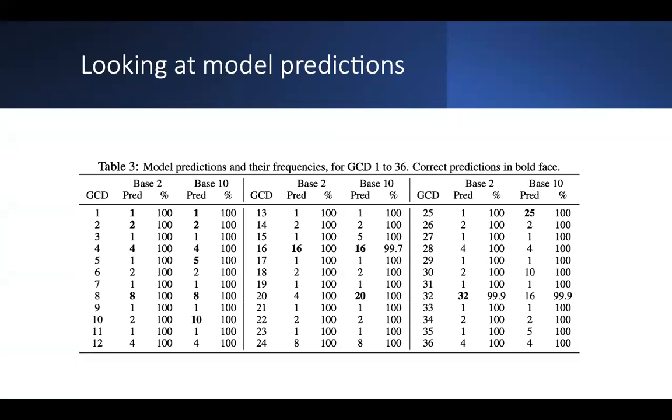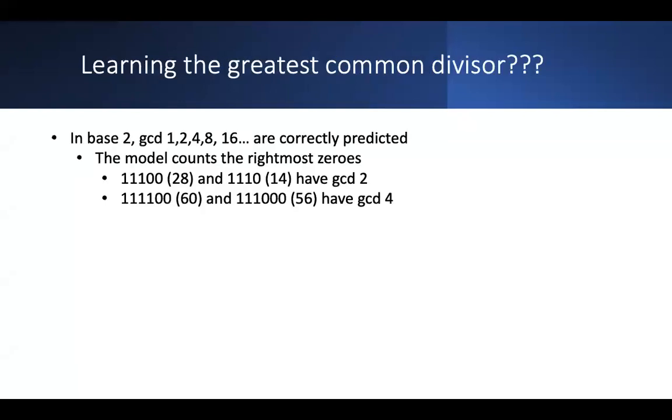But it's even more interesting. Look at the odd numbers. They're always predicted as 1. And the even numbers, 6 is predicted as 2, 10 as 2, but 12 as 4. It's predicted as the largest power of 2 that divides the number. And this is systematic. You get something similar, with more divisors, but for base 10, this happens all the time.